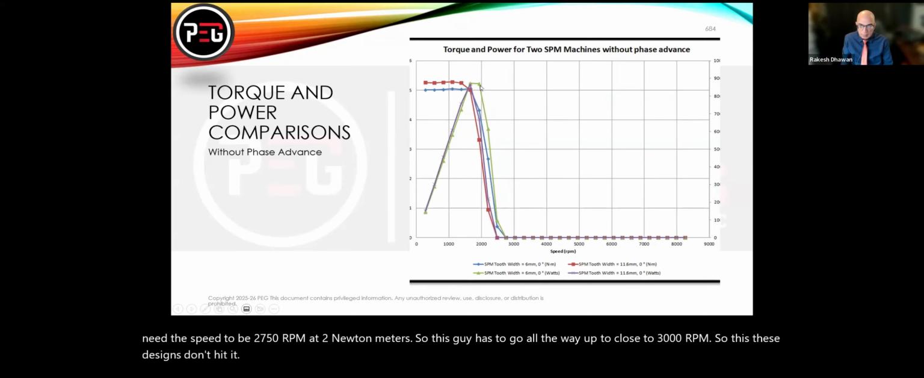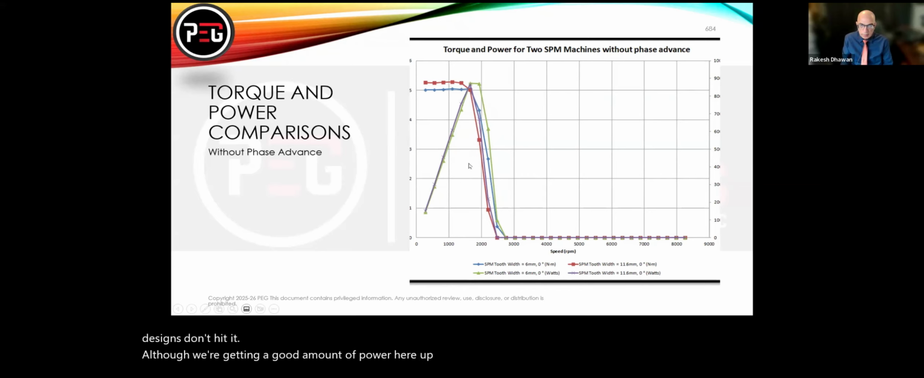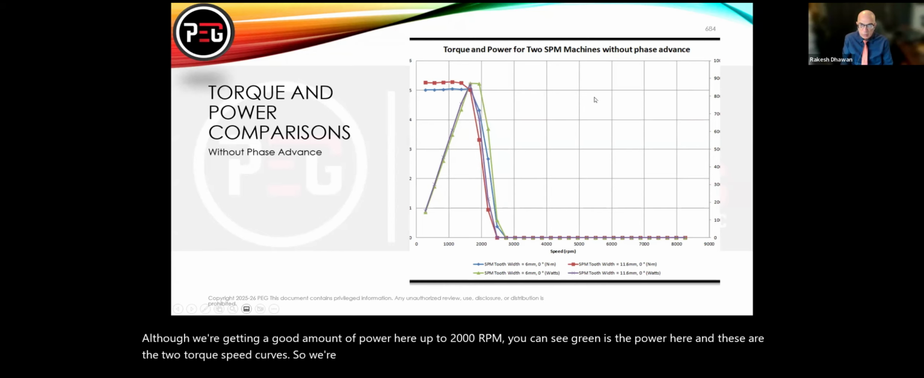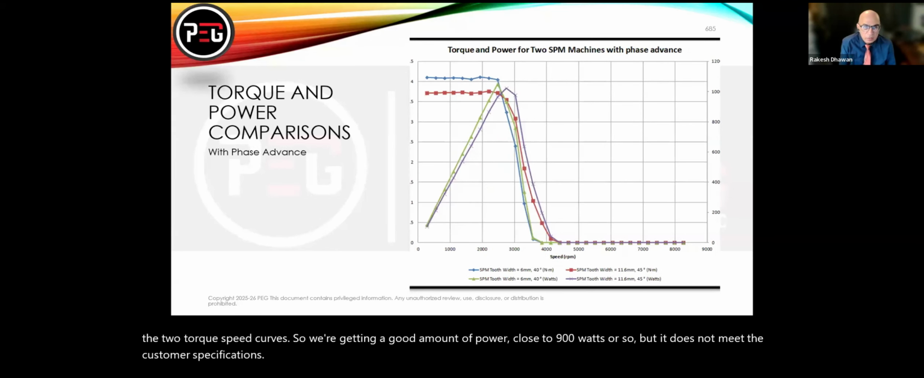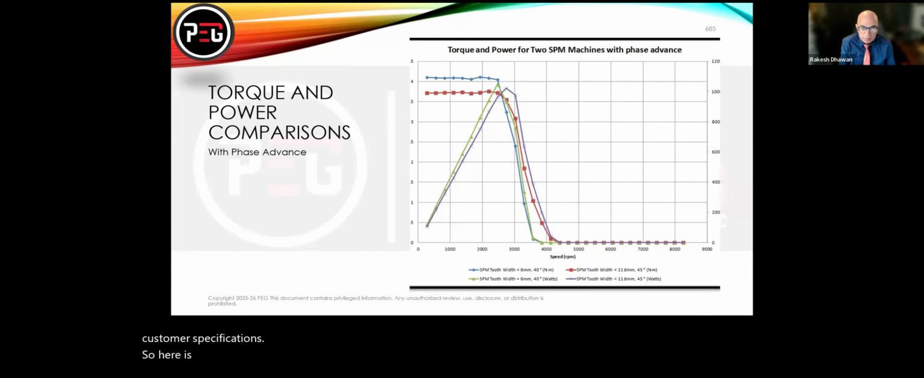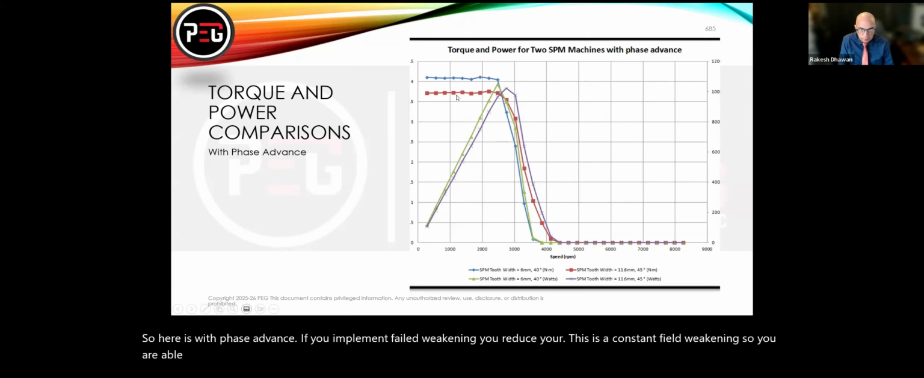We are getting a good amount of power up to 2,000 RPM. Green is the power here, and these are the two torque speed curves. We're getting close to 900 watts or so, but it does not meet the customer specifications. So here is with phase advance. If you implement field weakening, this is a constant field weakening, you're able to reduce your torque for both designs, but you're extending your speed range.